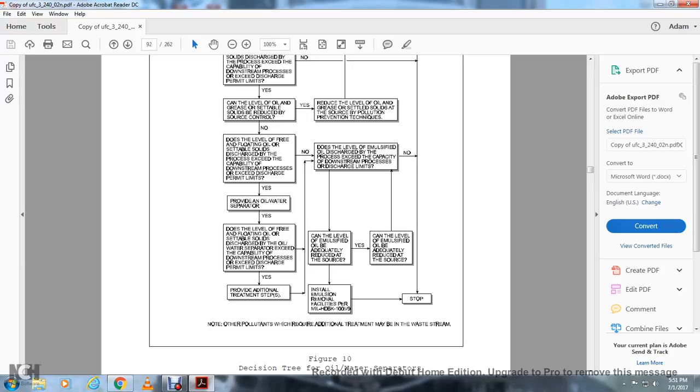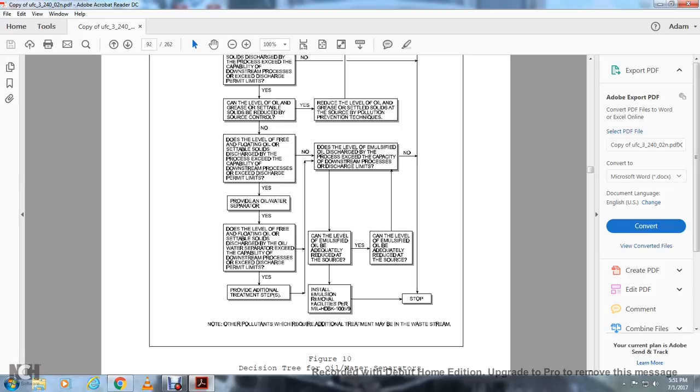If yes, does the level of free floating oil and settable solids discharged by the oil water separator exceed the capability of the downstream process? Does it exceed the discharge permit? Yes, provide additional treatment steps, and then install an emulsion removal facility. Handbook 1059.